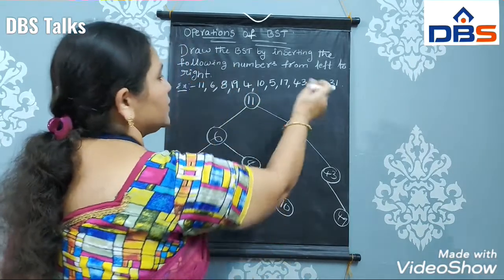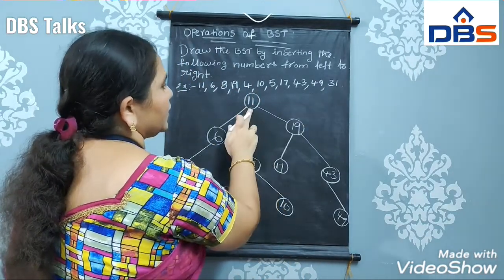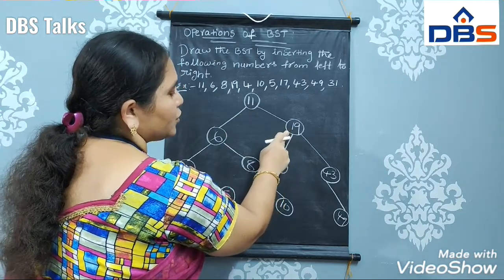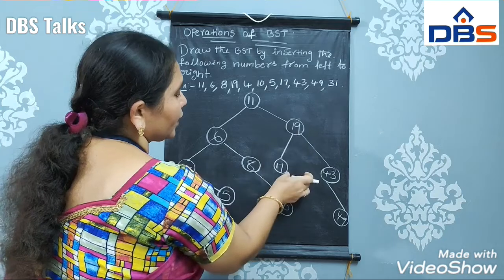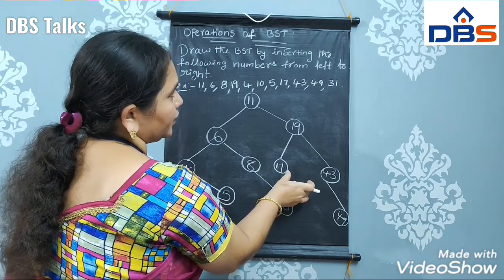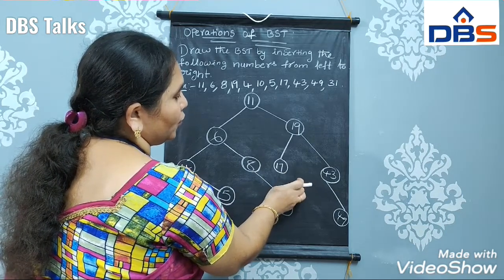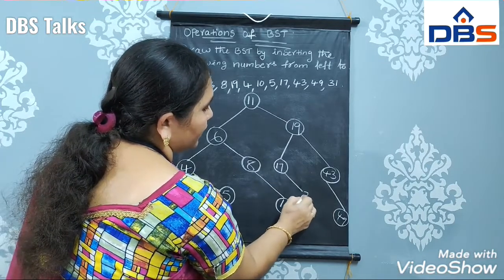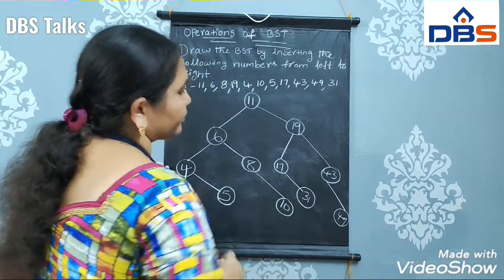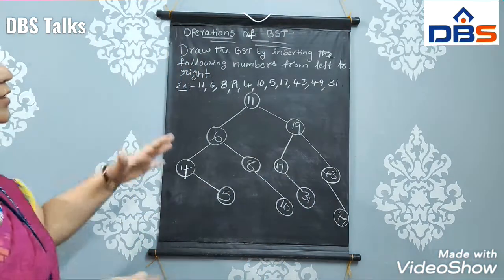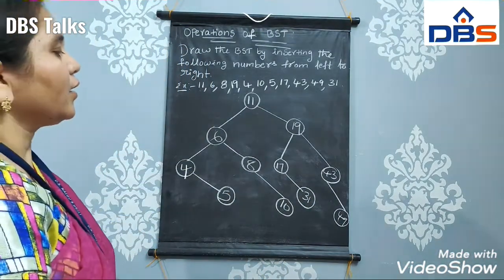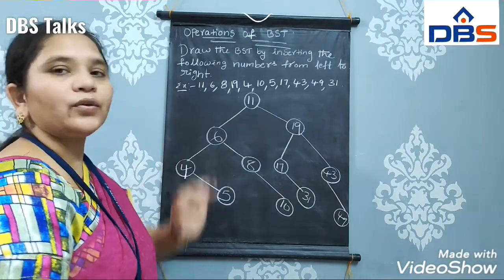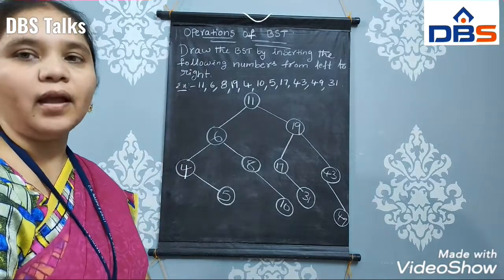Then the next number is 31. The 31 is greater than 11 and also greater than 19 and also greater than 17, so we insert the node here, that is 31. This is the binary search tree. According to our previous example, we insert the nodes. This is how we insert the nodes according to the given formal example.